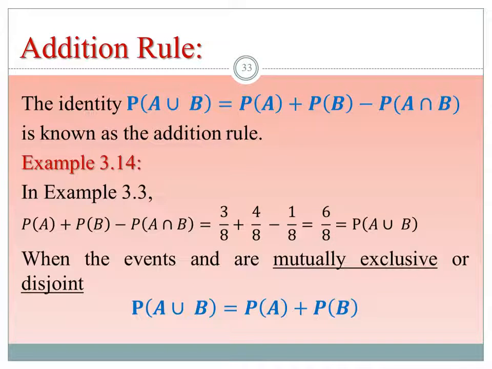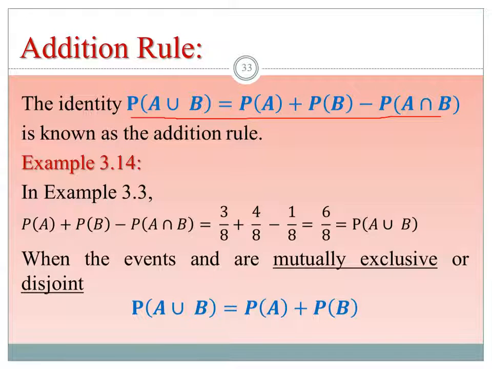Alright, so next, the addition rule. The identity: the probability of A union B should be equal to the probability of A plus the probability of B minus the probability of A intersection B. We can use this addition rule for any probability calculation case. That means the probability of the union of two events is equal to the probability of the first event plus the probability of the second event minus the probability of the intersection of the two events.